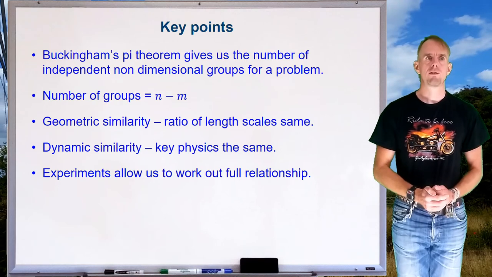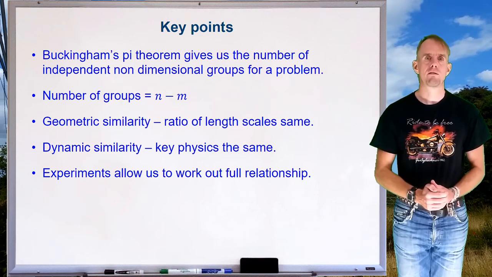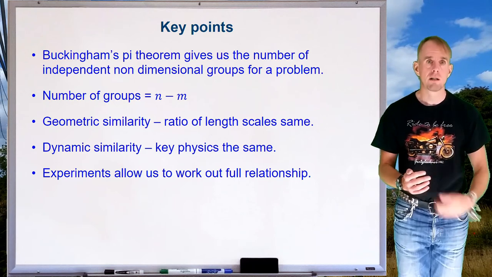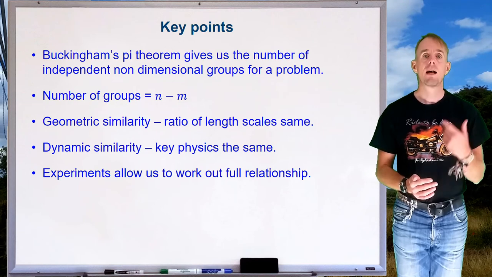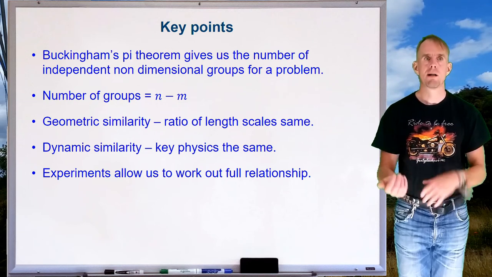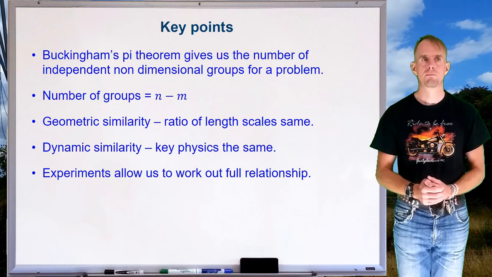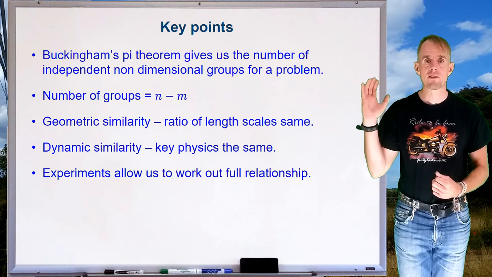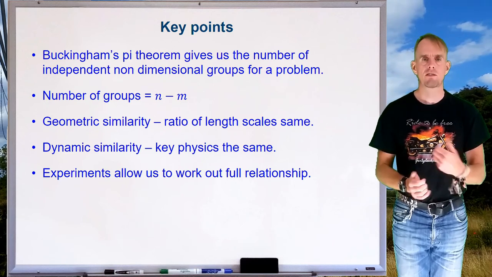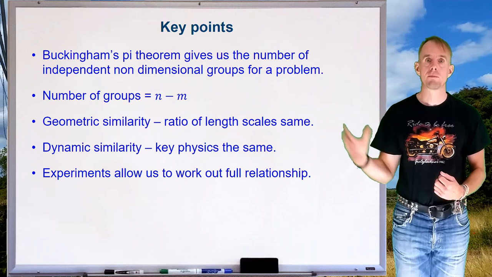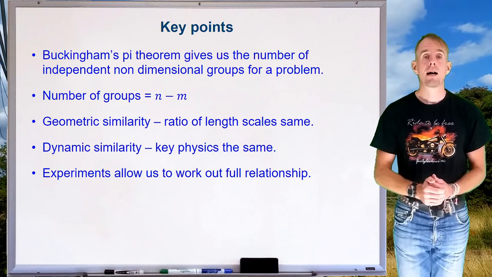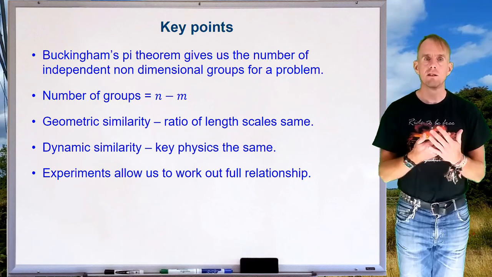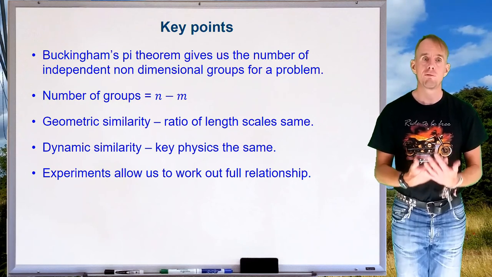Let's recap a few key points. We had a look at Buckingham's Pi theorem. This gives us the number of independent dimensionless groups that are applicable for any given problem. That number of groups is n minus m, parameters minus fundamental dimensions. We had a look at geometric similarity. In this case, we kept a ratio of length scales the same. We had a look at dynamic similarity, which is keeping the key physics the same, in this case, my Reynolds number. And we saw how dimensional analysis and experimentation go hand in hand to allow us to work out the relationship of physical processes.